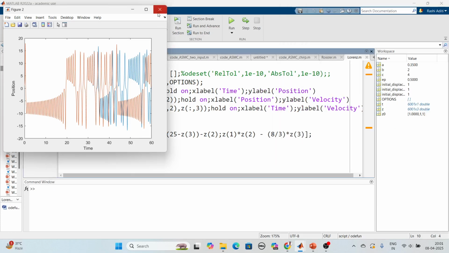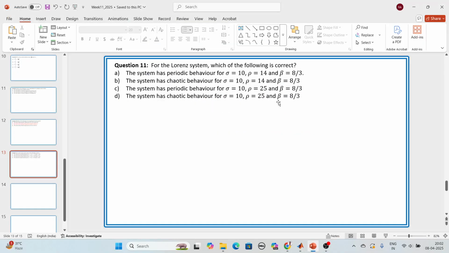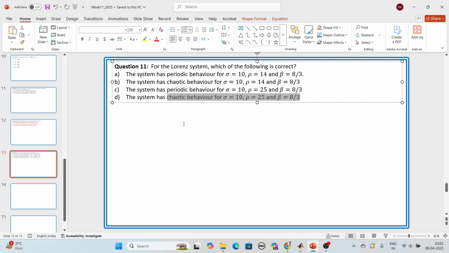So if we now look into this, the system has periodic behavior for this, and the system has chaotic behavior. So definitely option D is the correct option.